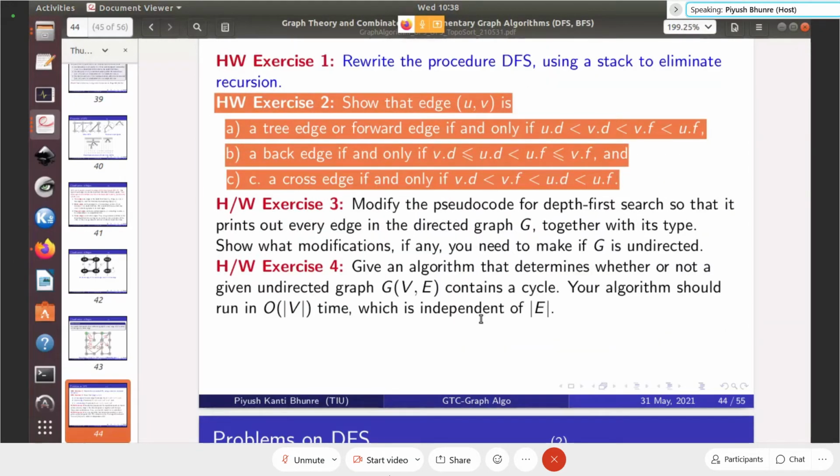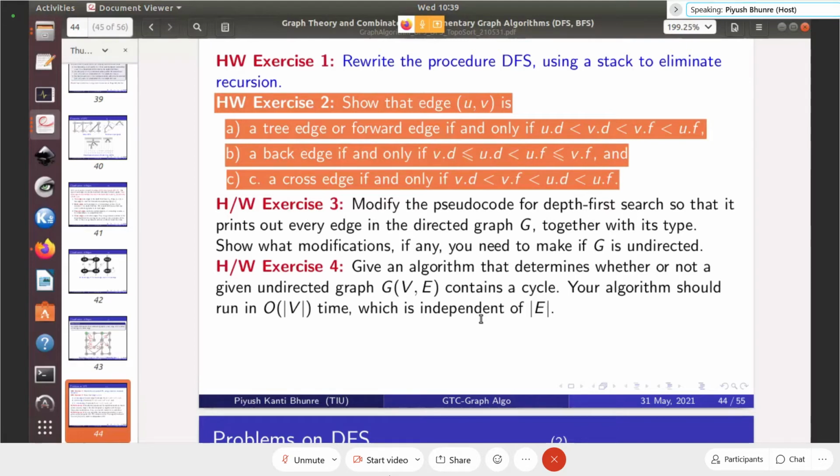The third exercise is: modify the pseudocode for depth first search so that it prints out every edge in the directed graph G together with its type. What modifications, if any, do you need to make if G is undirected? So first you have to do the modification of the algorithm for reporting the edges and the type. And suppose the graph is undirected, so what will be the modification?